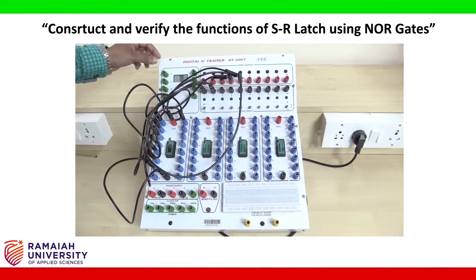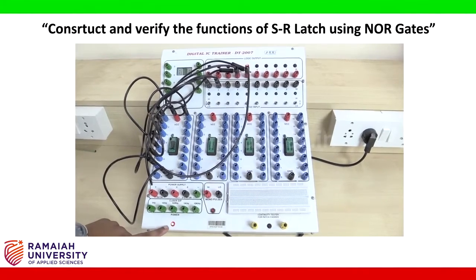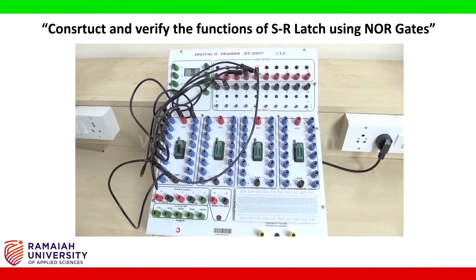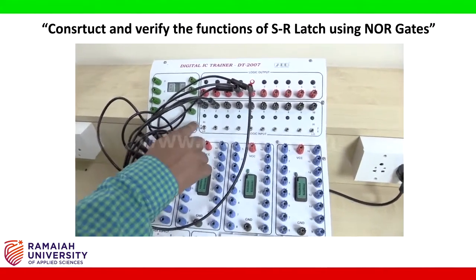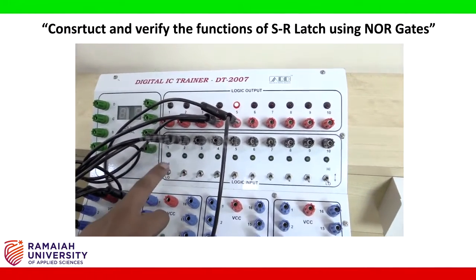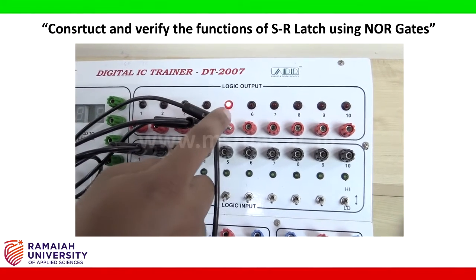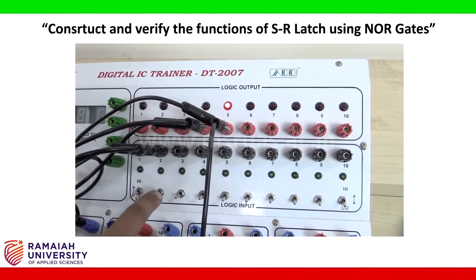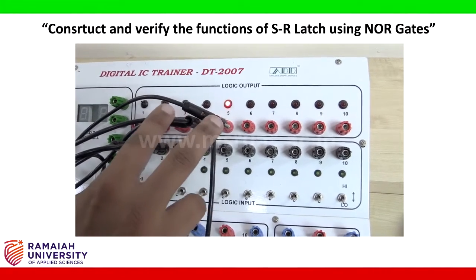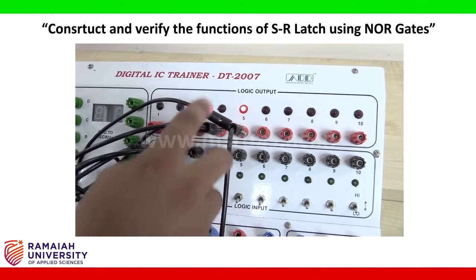Now let us turn on the power supply to the digital IC trainer kit. Now you can see here, it is turned on. Now we will check the outputs according to the truth table. So now these are the inputs. SR, the first input represents S and this represents R, that is set and reset, and the outputs, this is Q bar and this is Q. Now whenever the inputs are 0 0, both set and reset are 0, the outputs will be in a storage state. That means Q is in a 1 position and Q bar is in a 0 position.